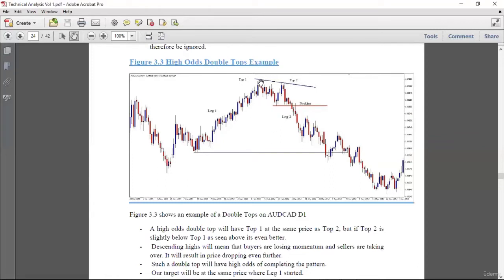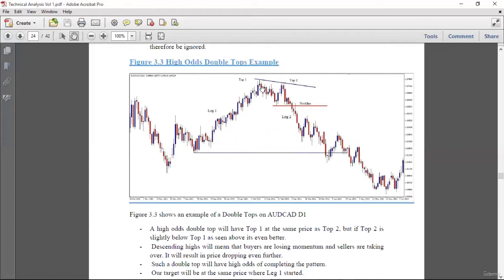So this is how the pattern will form. Okay, this will be in an uptrend. If you look at this, it forms in an uptrend. You have another possible double top here, but you don't have any leg going up because this was already in a downtrend. So if you have something like this, what does it mean?